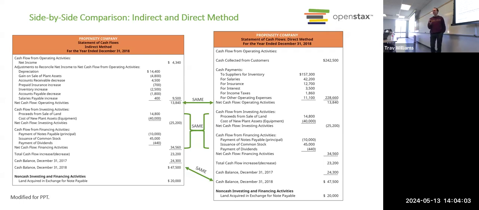The only thing that changes is how you calculated the operating cash flow, the top part. So here we have the indirect method where we started with net income and made our adjustments. Here we have the direct method where we show cash coming in from our customers, cash going out for our expenses. Everything below that is the same.